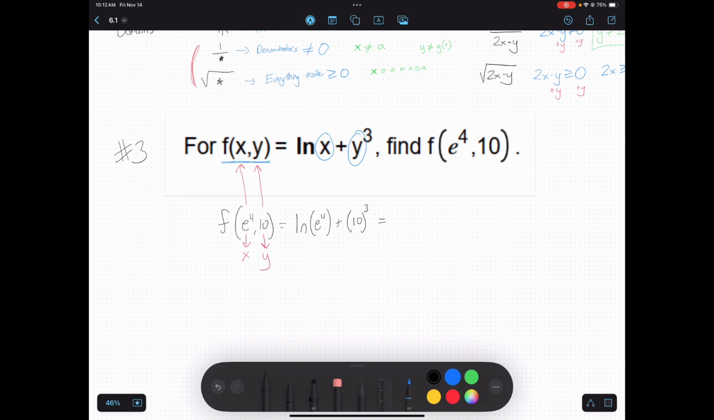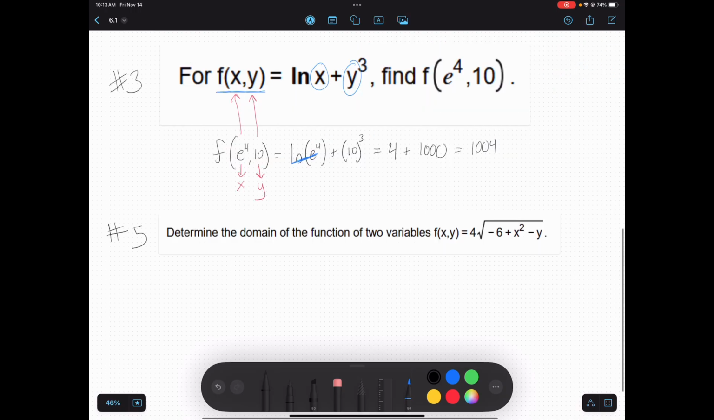Well, natural log of e to the fourth, natural log of e, remember, those two things cancel out. They're inverse functions. So all that leaves me with is just 4. And you can plug that into your calculator and see that that's actually what happens. 10 to the third is 1,000. So I get 1,004. Pretty simple, pretty straightforward. Let's look at another one.